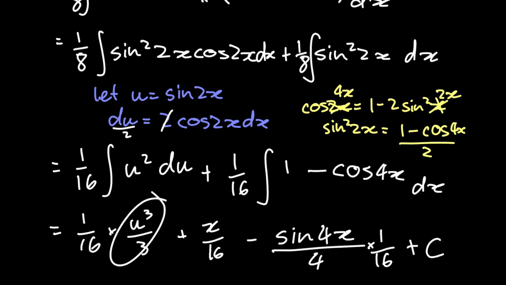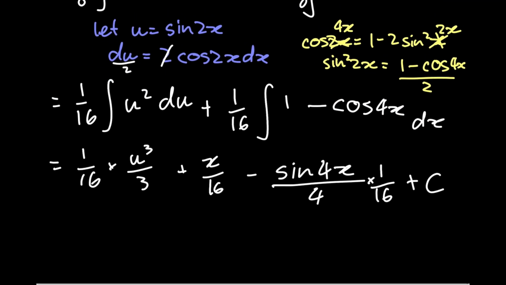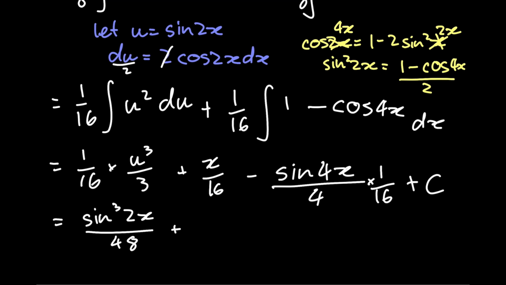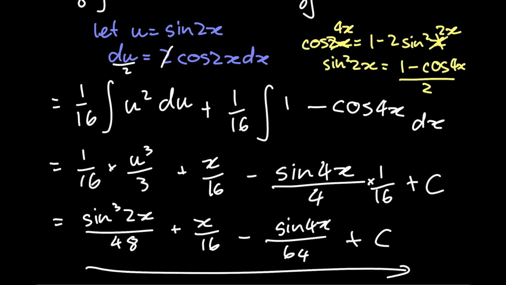Okay, but now we need to express this in terms of x. So we let u equal to sine of 2x. So now for u, we're going to substitute back sine of 2x. So we have this is equal to, and now 16 times by 3 is 48. So we have sine cubed of 2x over 48 plus x over 16. And this is minus, and now 4 times by 16 is 64. So we have sine of 4x over 64, and then plus c, our constant of integration. And that's the integral solved.